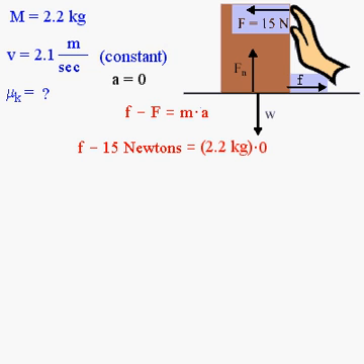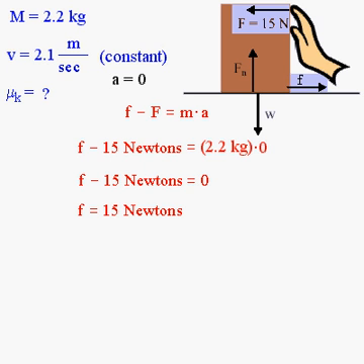Now what do we have? f minus 15 newtons equals 0. So the frictional force is 15 newtons. Now this number ought to make perfect sense to you. If the box is moving at a constant velocity, then the acceleration must be 0. So the sum of the forces has to be 0. If the applied force is 15 newtons to the left, then friction must be perfectly counteracting that, so the sum of the forces is 0. So friction has to be 15 newtons to the right.